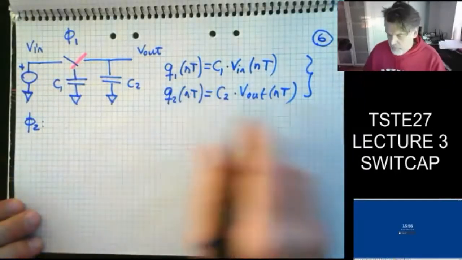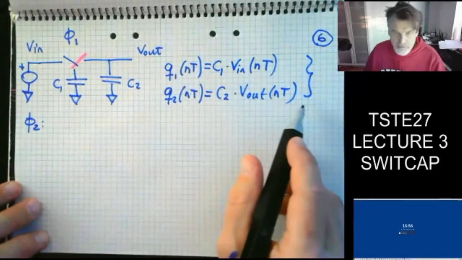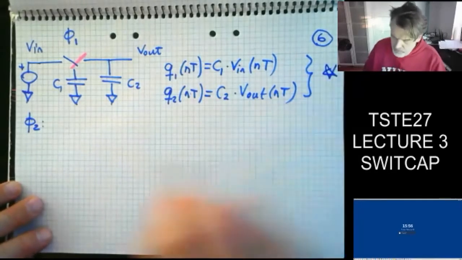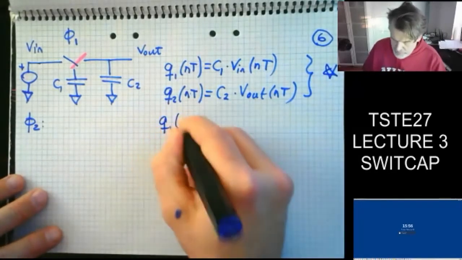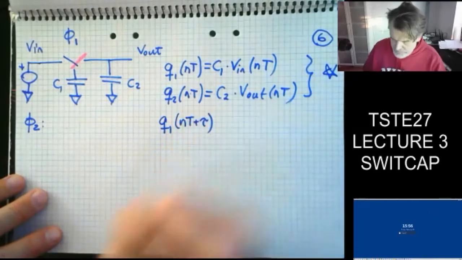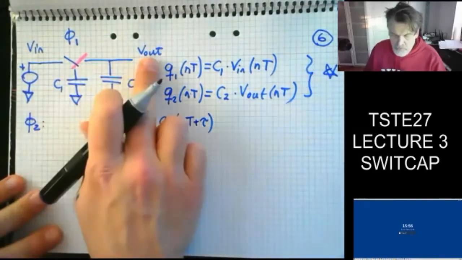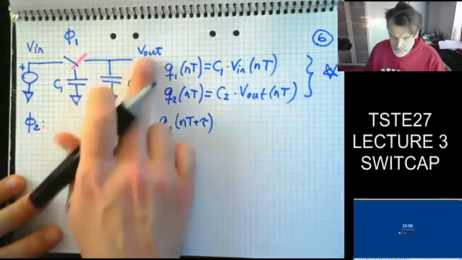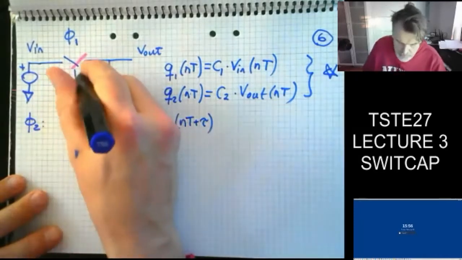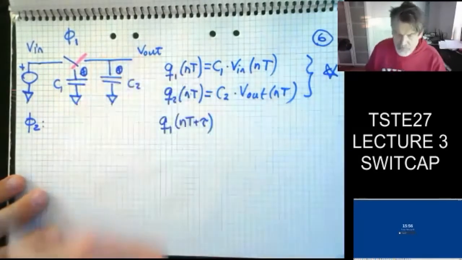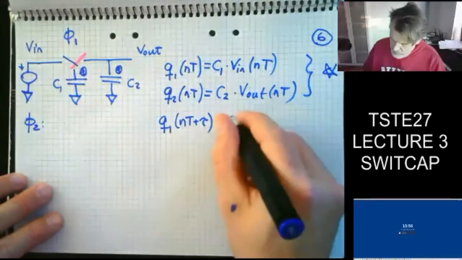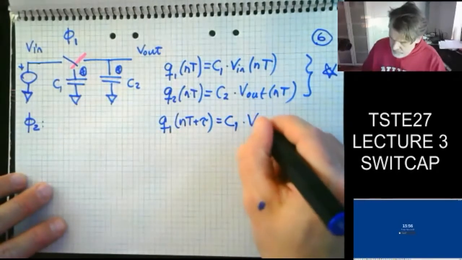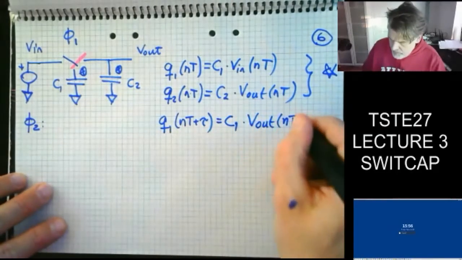So first of all, I could actually write down the very same observation. So let's put a star on that. So I do my observations first. So Q1 now at nT plus tau, well, that's connected to V out. So the charge on C1, if I indicate the plus here, just to have some sort of direction, is going to be C1 times V out of nT plus tau.